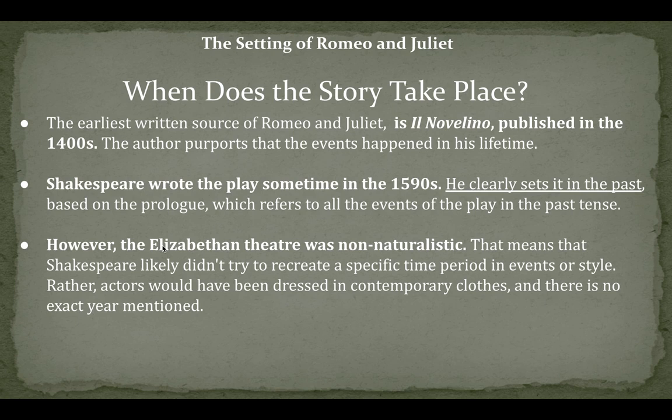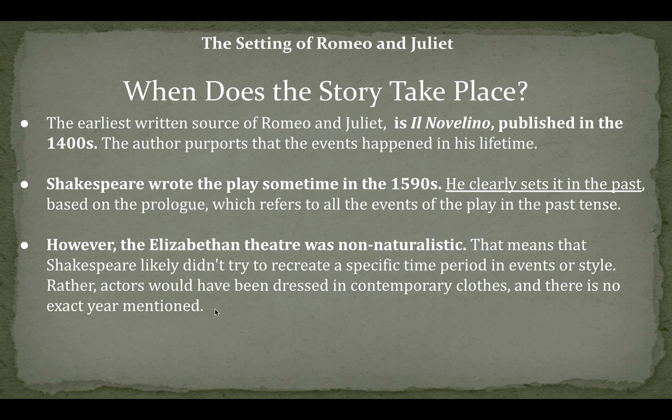But we do need to know that Elizabethan theater was non-naturalistic. That means that someone like Shakespeare wouldn't necessarily have set something during a particular time, maybe with the exception of the history plays. So they're called non-naturalistic. They're meant to be more general and universal, so Shakespeare likely didn't try to create a specific time period in events or styles. So you would have seen that the players on the stage probably would have been dressed in contemporary clothes, contemporary for the time. You also see lots of versions of Romeo and Juliet in which people are dressed in the clothing of their particular time.